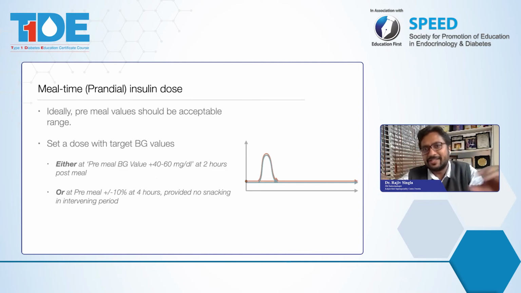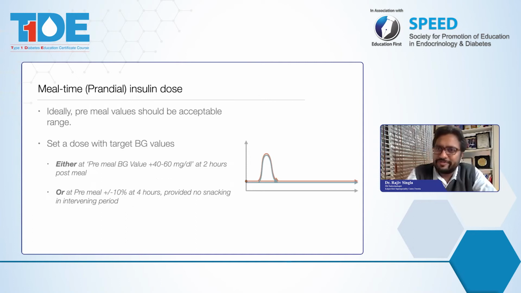Now, once we have set a nice basal dose, then what we are going to do is set our pre-meal insulin. Pre-meal insulin, we set one meal at a time. Traditionally, we start with the breakfast, then the lunch, and then we go ahead and work it out with the dinner.